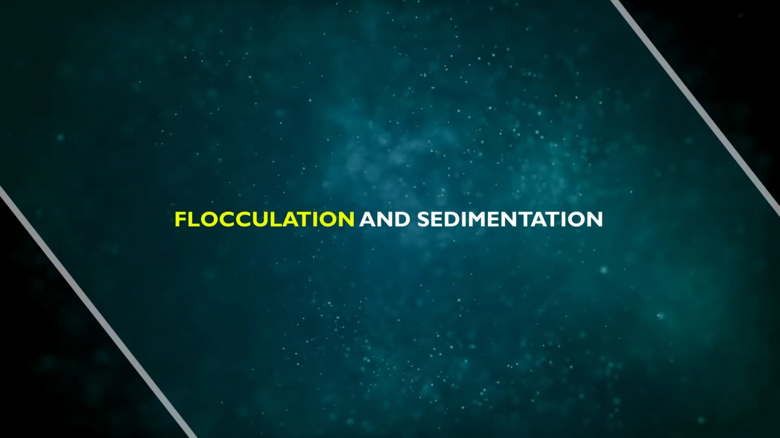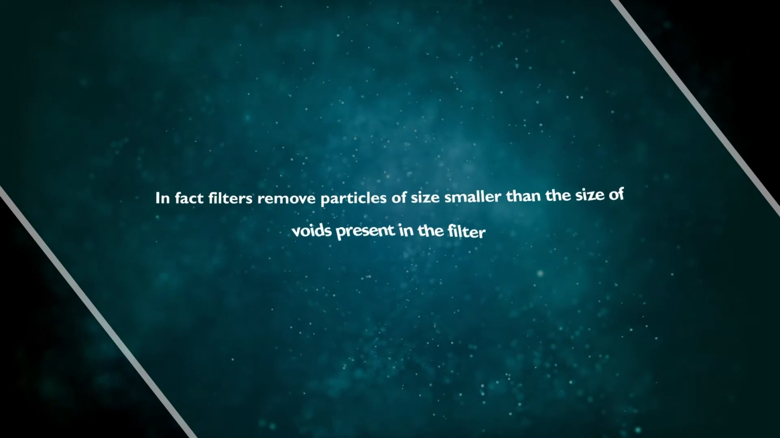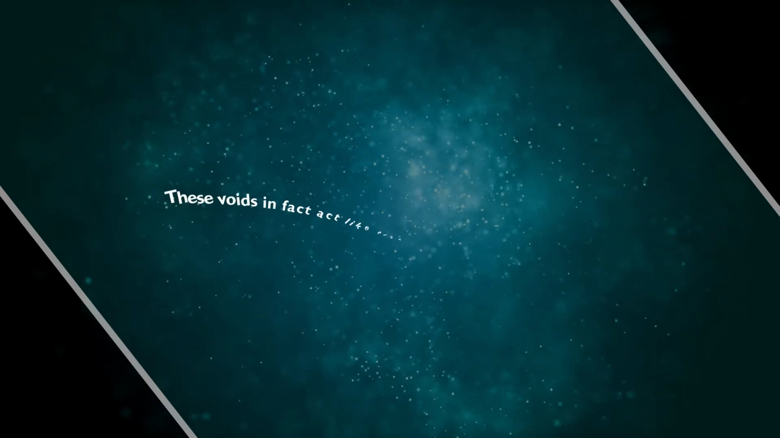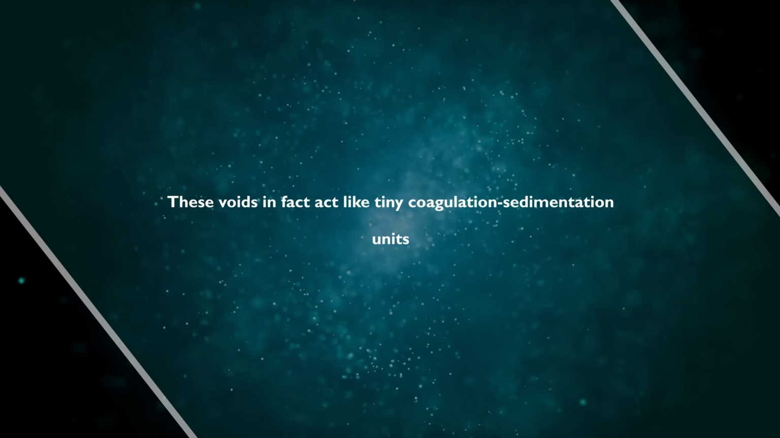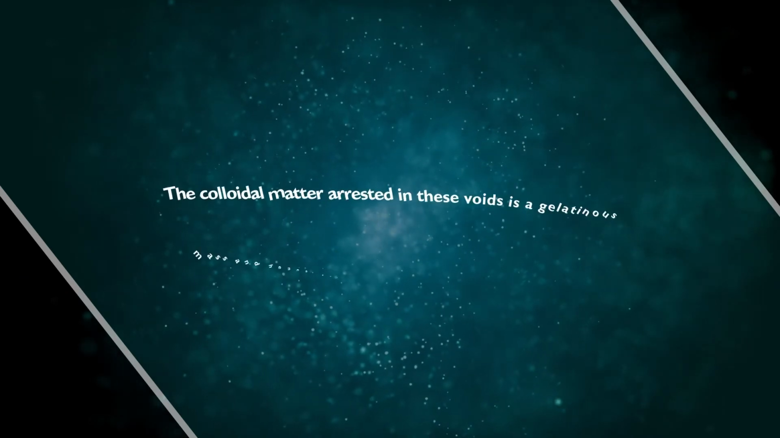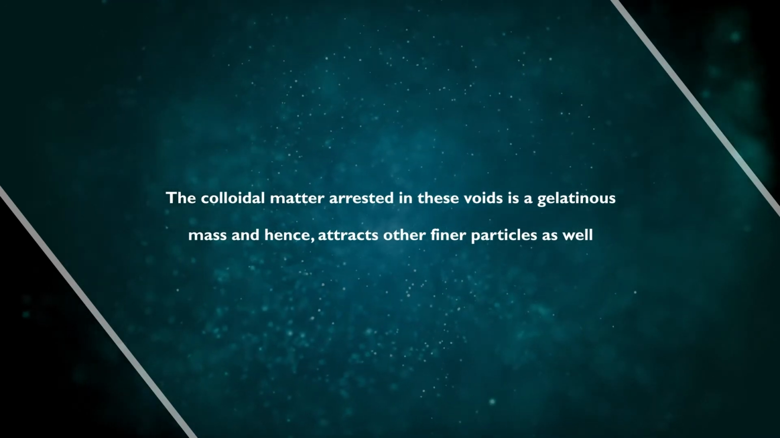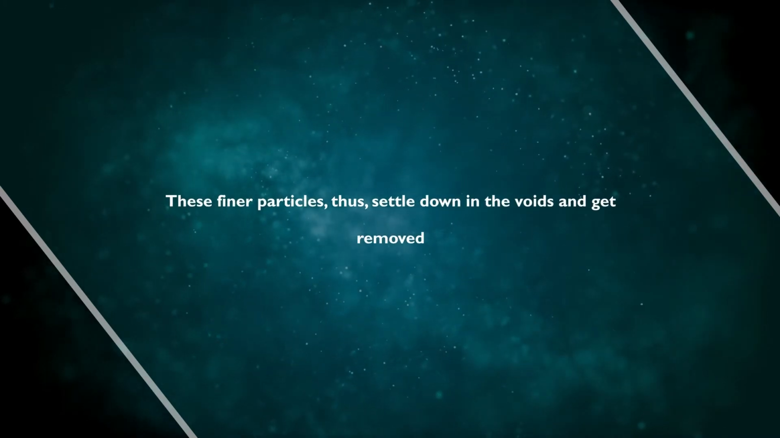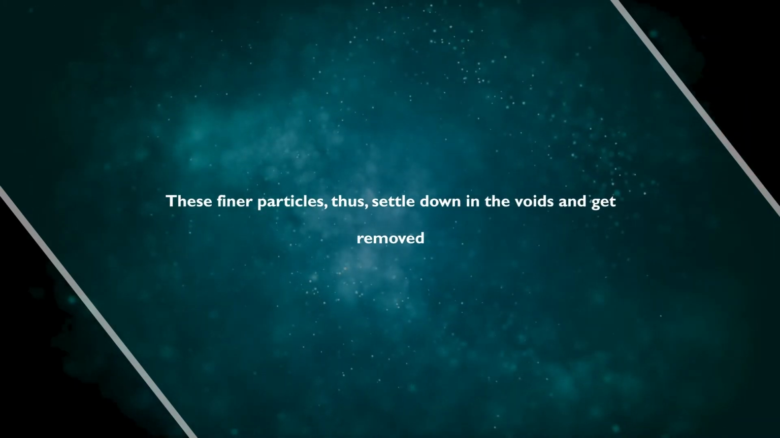Second, flocculation and sedimentation. In fact, filters remove particles of size smaller than the size of voids present in the filter. These voids act like tiny coagulation sedimentation units. The colloidal matter arrested in these voids is a gelatinous mass and hence attracts other fine particles as well. These fine particles thus settle down in the voids and get removed.